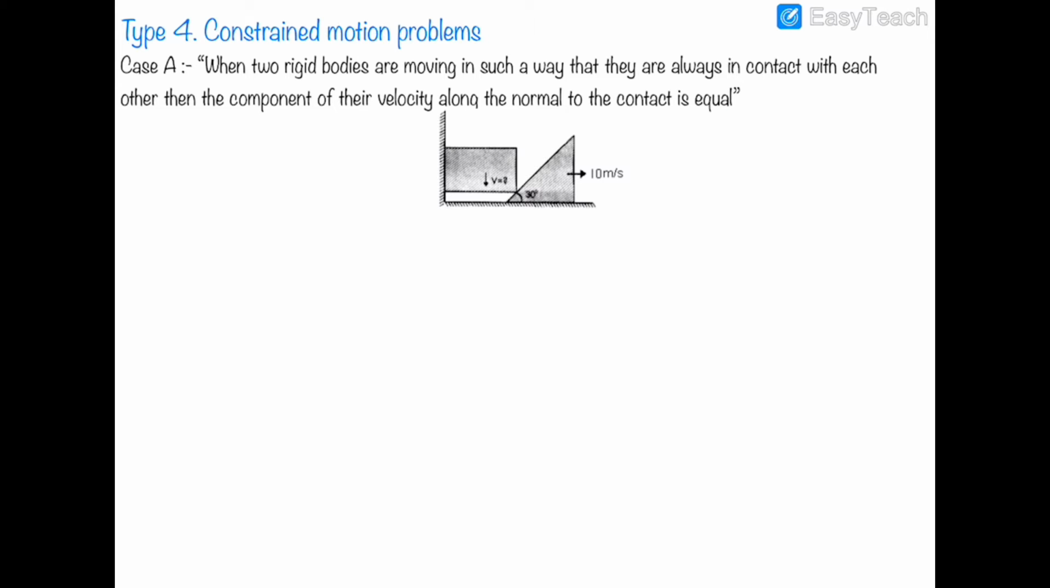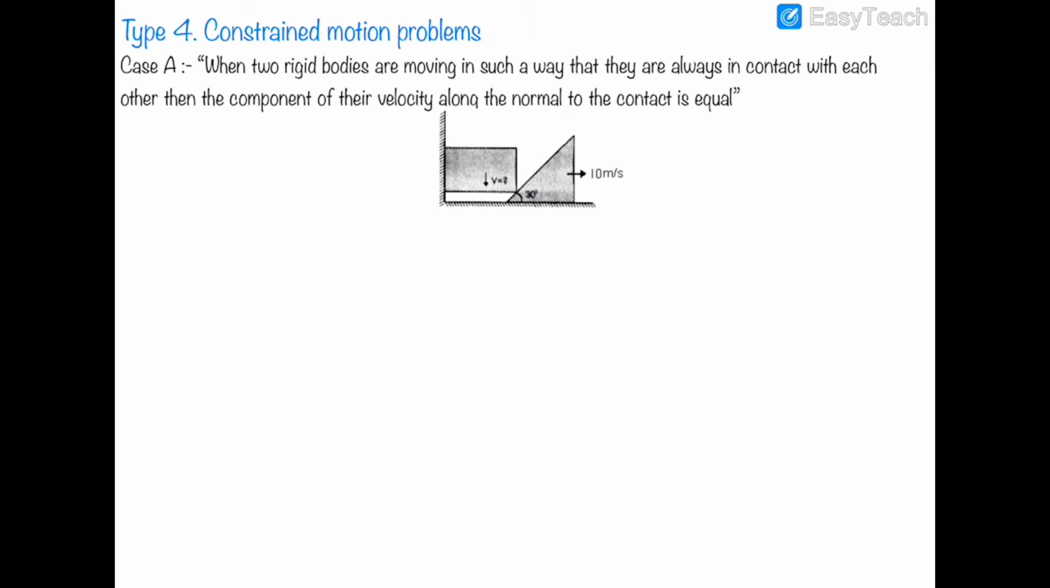What do I mean to say? That when these bodies are moving together in such a way that they are always in contact from this point, then the components of their velocities along the normal to the contact will be equal. And let us demonstrate this step by step, and I'll also prove this fact theoretically, that why this fact is correct.